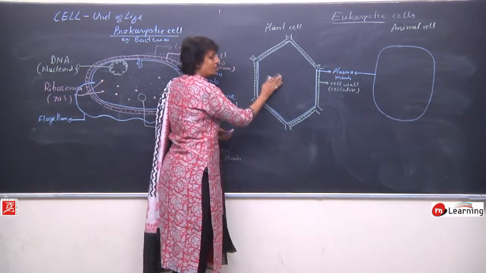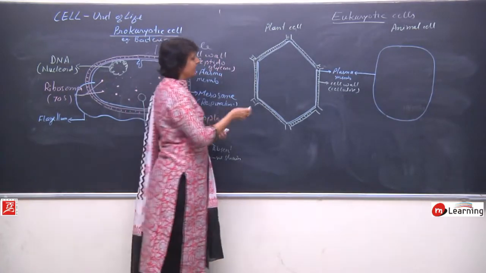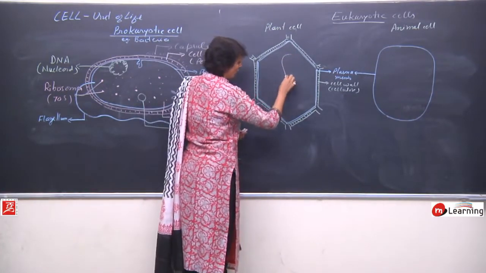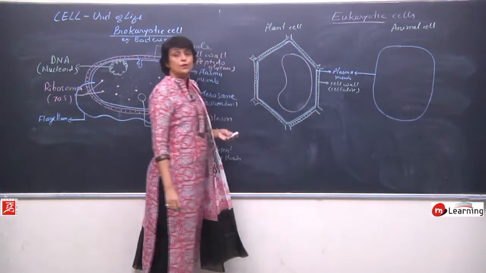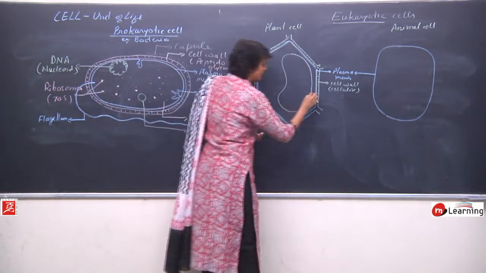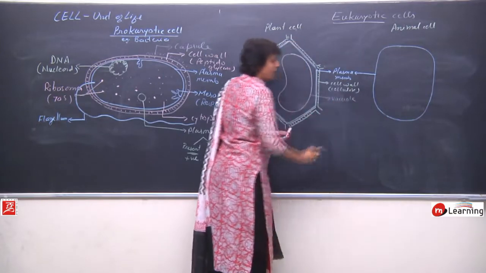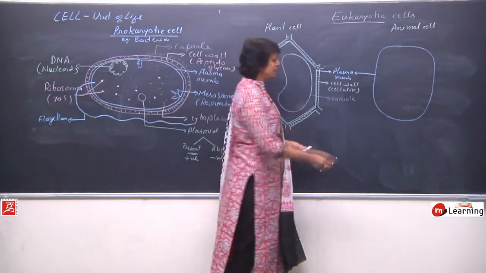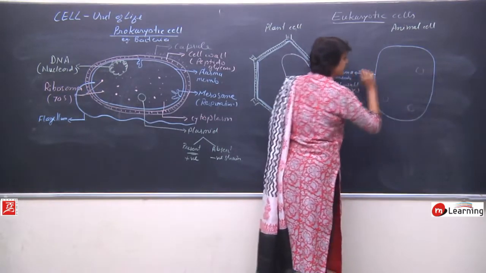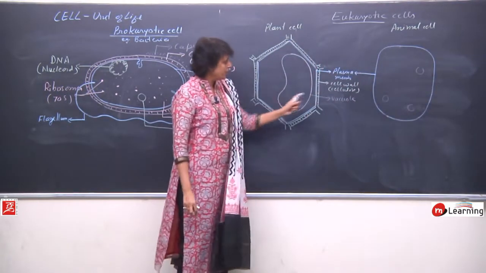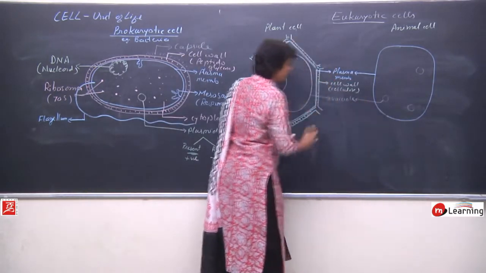In case of plant cell, the largest structure that we see inside is a big vacuole. This is the biggest structure which is visible in a plant cell. So this large structure is vacuole. In case of animal cells, there are vacuoles, but they are smaller in size. There are many more in number, but smaller in size. So this structure is vacuole here.